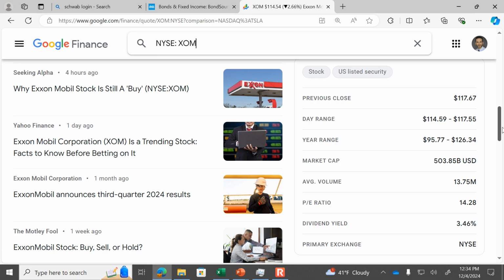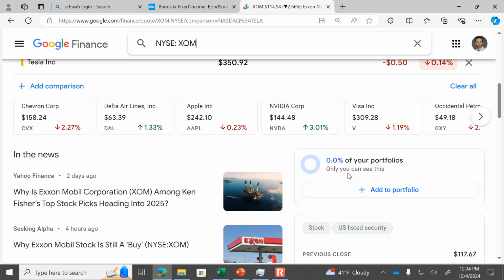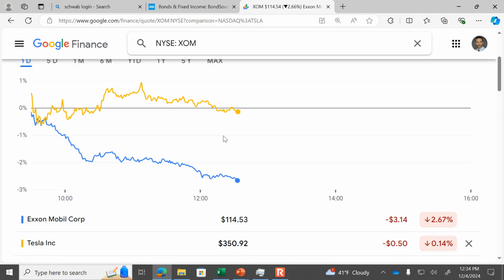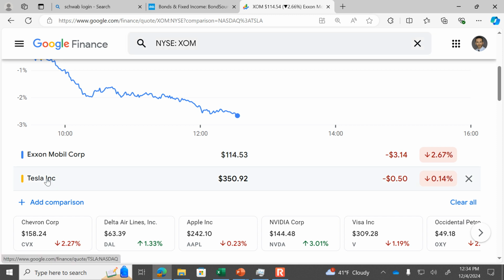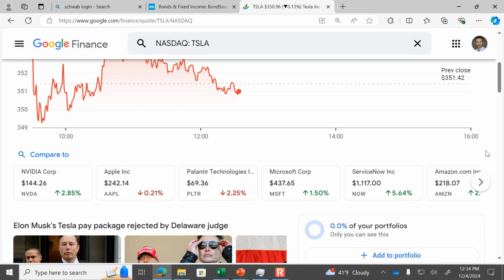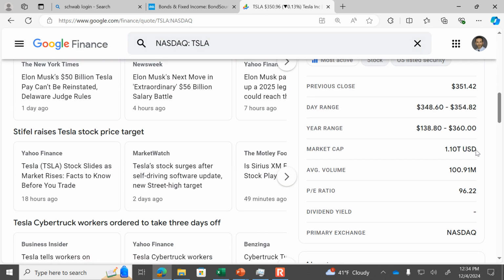Are we still looking at ExxonMobil? I thought I clicked on Tesla. Let's look at Tesla. Okay, so Tesla, 1.1 trillion, a big company.